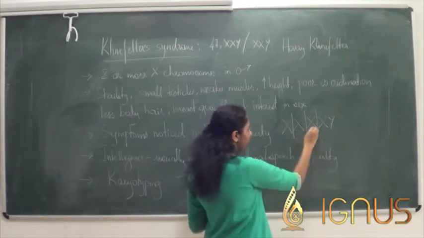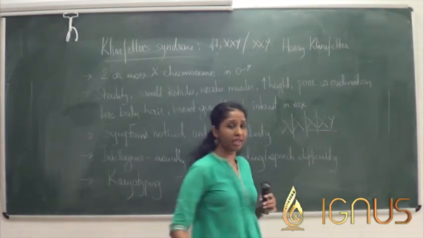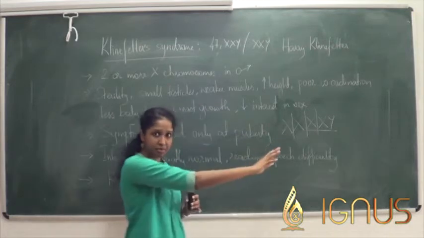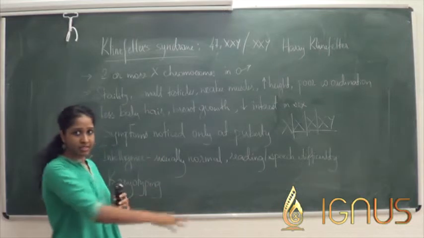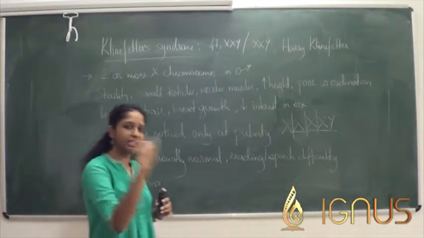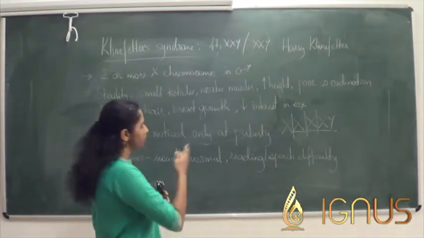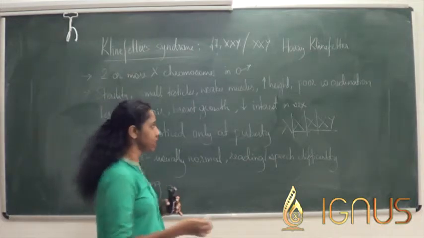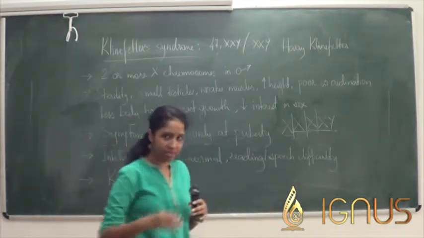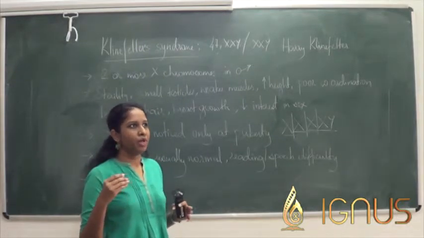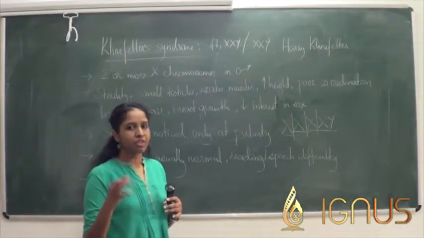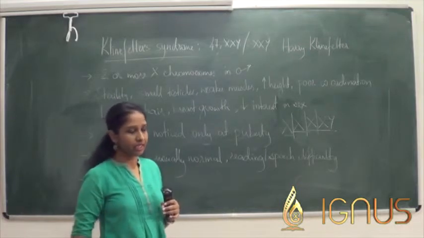So 1 X chromosome added, you have Klinefelter syndrome with all of these symptoms. Another extra chromosome added, you will have all of these symptoms but with an increased severity. Another X chromosome added, the severity is even more increased. So Klinefelter syndrome is somehow quantitative in a sense, based on the number of X chromosomes that are there.